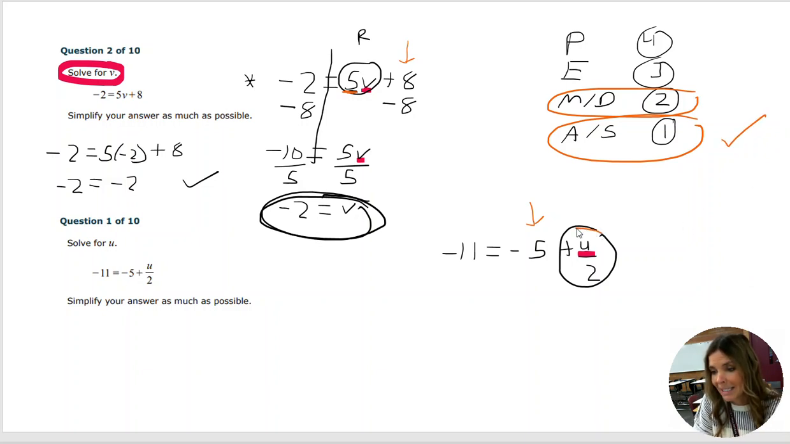So we want to isolate this variable term. We want it to be by itself. So to get rid of that -5, we're going to do a +5.